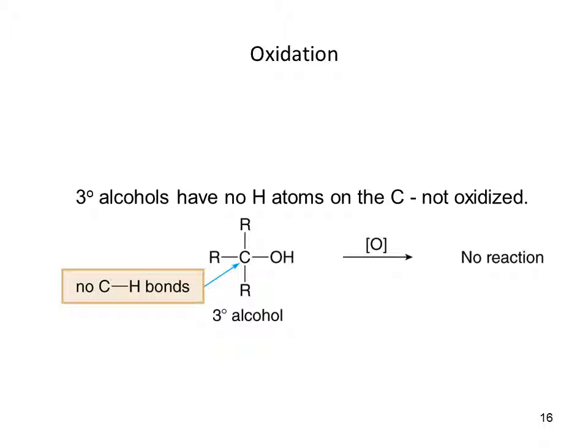Tertiary alcohols have no hydrogen on the carbon that has the hydroxyl group on it. That means you cannot form a carbon-carbon double bond. Tertiary alcohols cannot be oxidized. So when you submit a tertiary alcohol to oxidizing conditions, no reaction occurs.